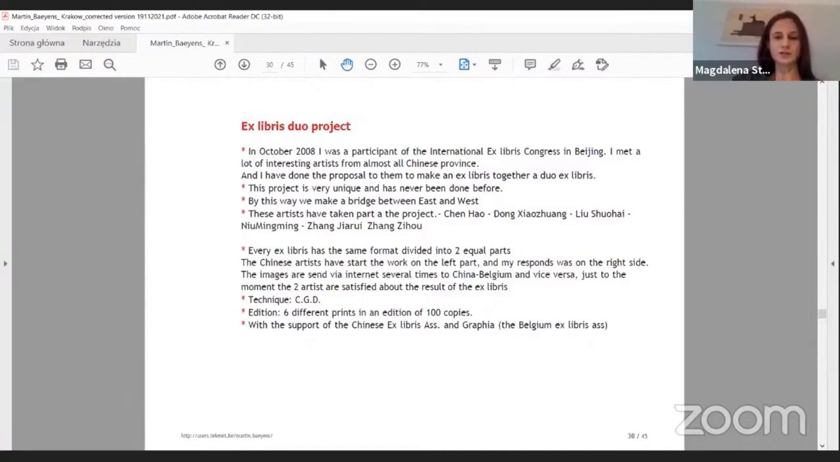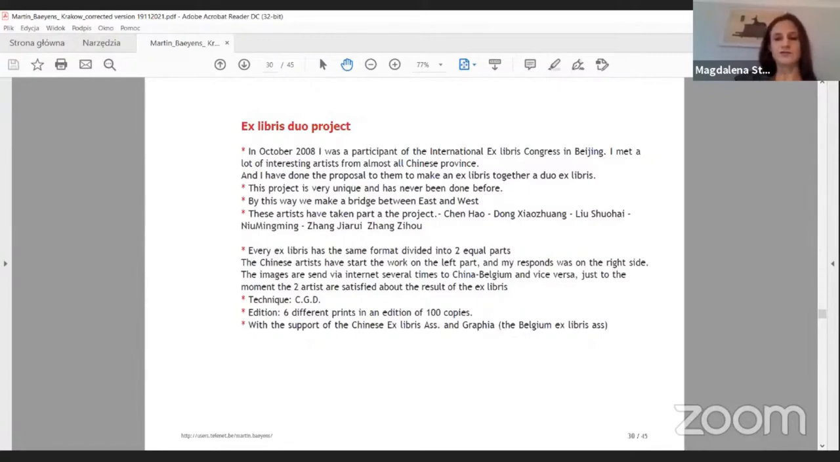These artists have taken part in the project: Chen Hao, Dong Xiaozhuang, Yu Shouhai, Niu Mingming, Jiang Jiarui, Jiang Zhu. Every Ekslibris has the same format divided into two equal parts. The Chinese artists started the work on the left part, and my response was on the right side.